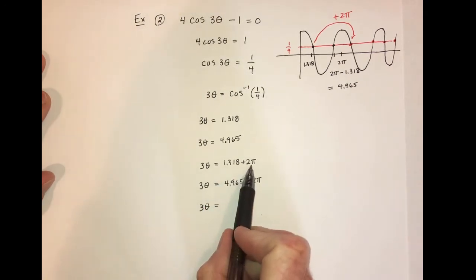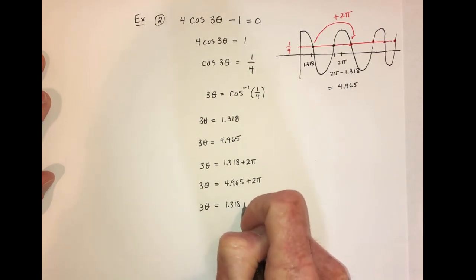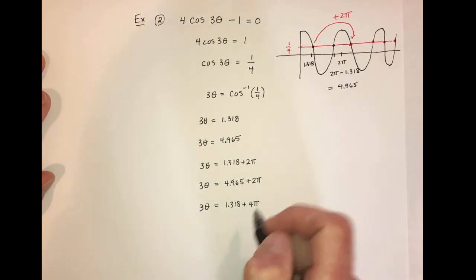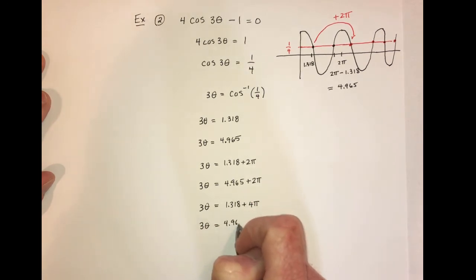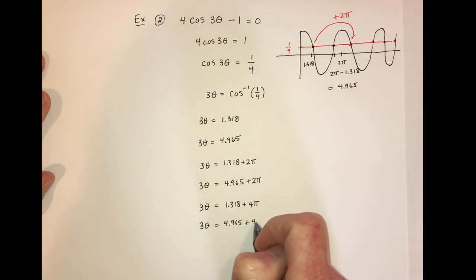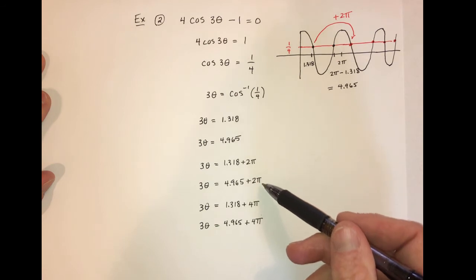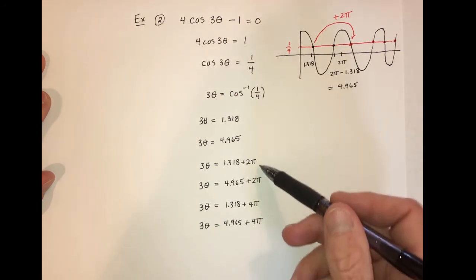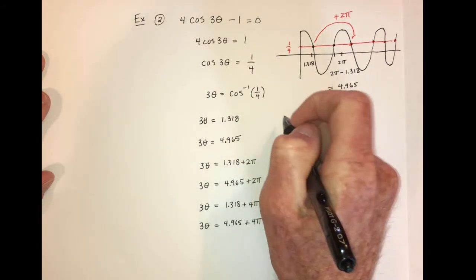So if you take this one and you add on another 2 pi, it's going to be 1.318 now plus 4 pi. And then 4.965 plus 4 pi. And you might be saying, wait, our interval goes from 0 to 2 pi. This must be way too big. But remember, all of these still have to be divided by 3. By the time you divide by 3, these answers will shrink, and then all the answers are going to be between 0 and 2 pi.